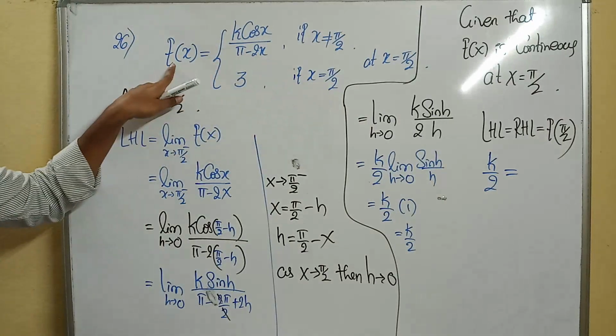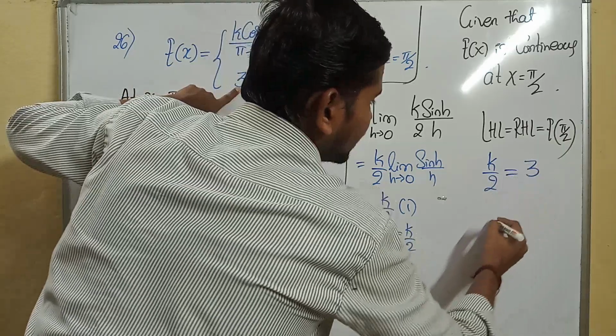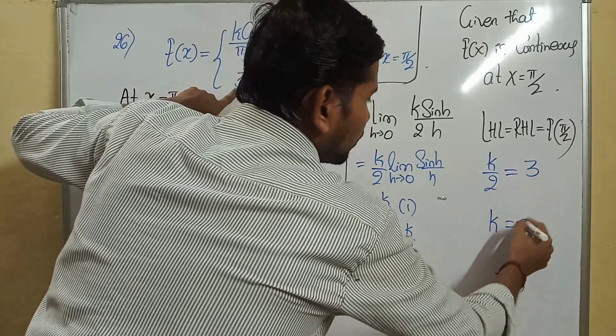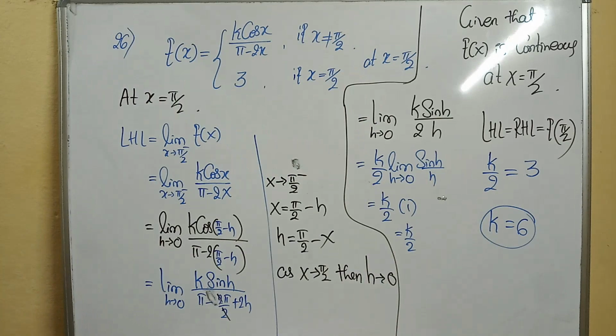We don't know the RHL, but what is f of pi by 2? Its value will be already given. What is the f of pi by 2? It is 3. Now k is equal to 2 into 3, which will be 6. Means k value will be 6. I think you understood the part.